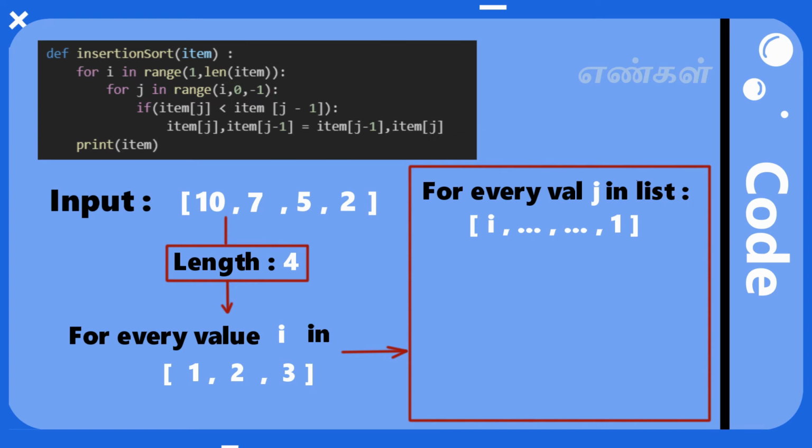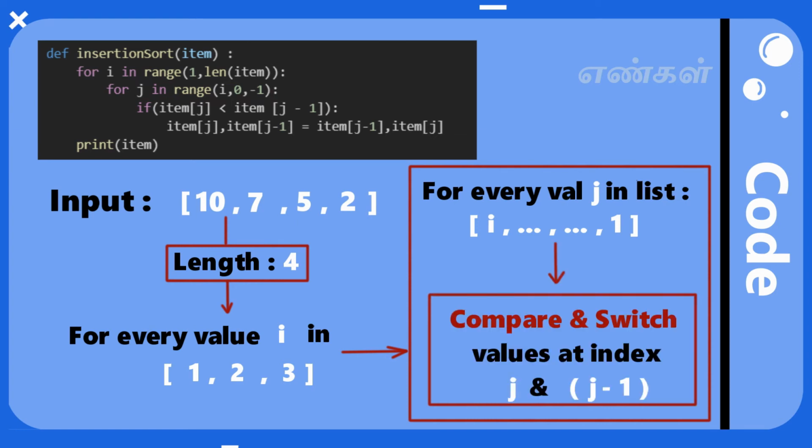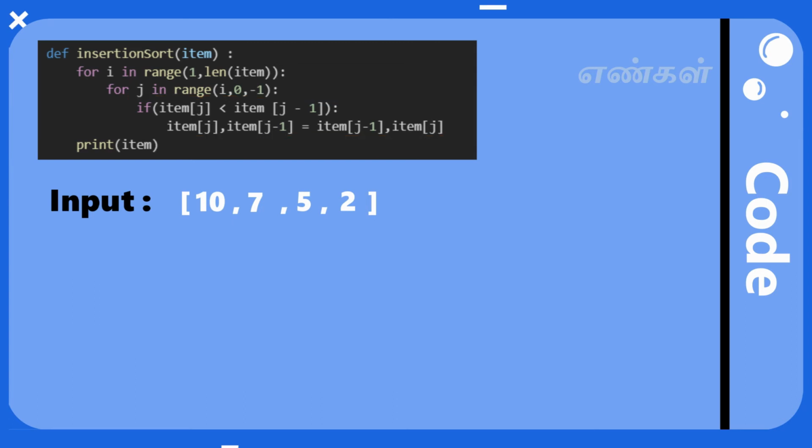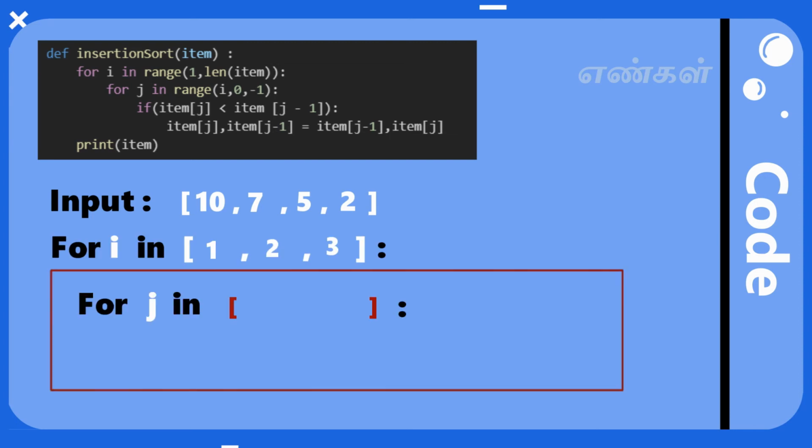For every value in this newly constructed list, we perform a compare and switch operation on values located at the specified index. After all the iterations have been executed, we would have a sorted list. Let's do a dry run. From the length of our input list, we construct a new list. Do remember that all the operations which we are going to perform will be done on the input list.